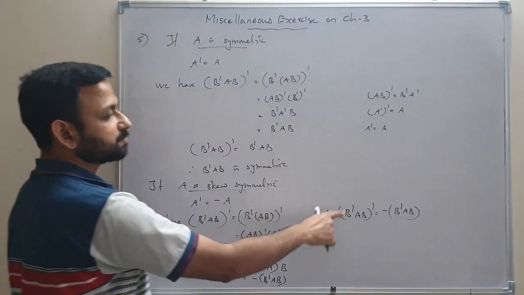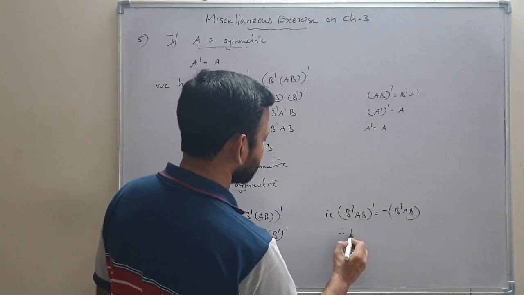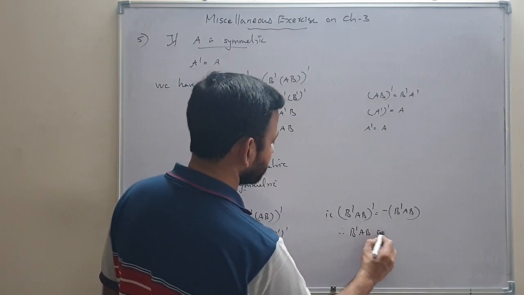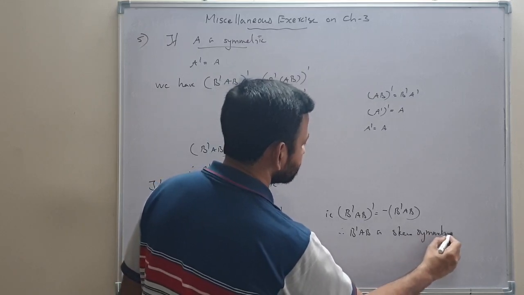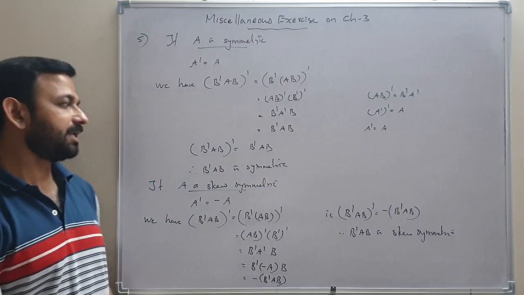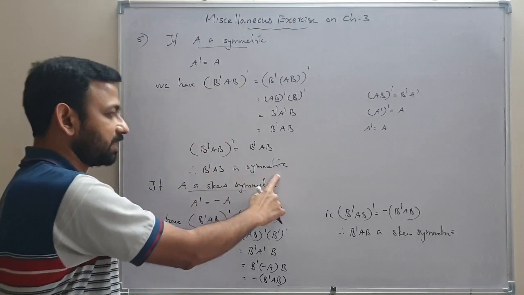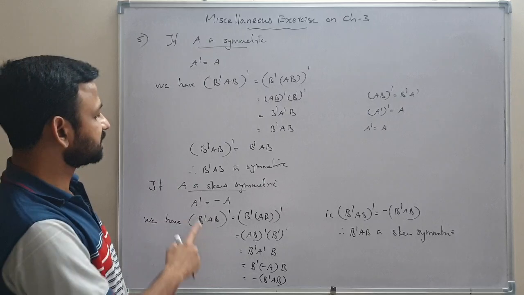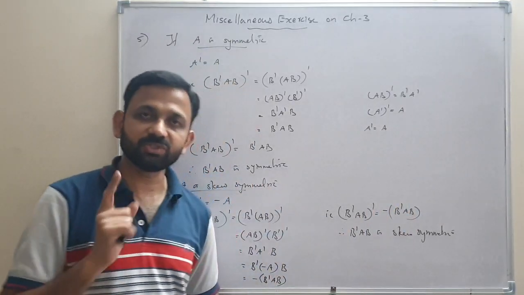So transpose of a matrix is negative of that matrix. So we can say that therefore B transpose AB is skew symmetric. In the first case, if A is symmetric, B transpose AB is symmetric. And in the second case, if A is skew symmetric, B transpose AB is skew symmetric.